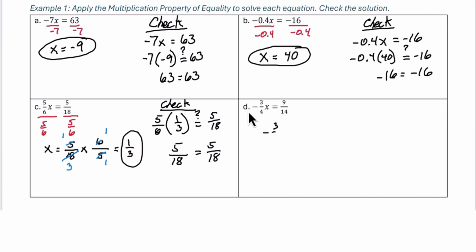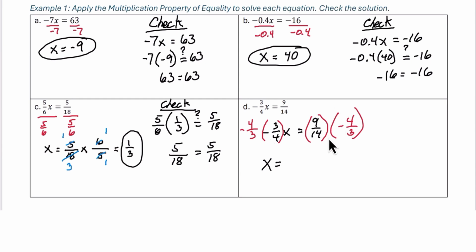The first thing I'm going to do is just copy the original so I have space to write. And again, we could divide by -3/4 like we've been doing up here. But the shortcut when dealing with a fraction is to multiply by the reciprocal. So we're going to multiply both sides by -4/3. And notice what happens. -4/3 times -3/4 is just 1. And so we're left with x equals.